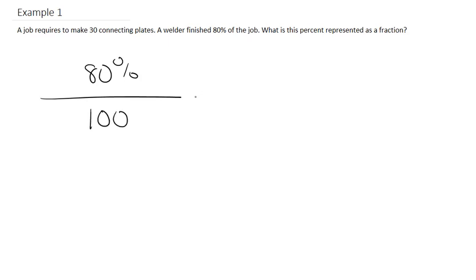So now we have 80 over 100, which can be reduced. Both have a factor of 10 in them. So we can reduce a whole 10 from top and bottom. So we'll just go ahead and divide by 10 on top and bottom. So 80 divided by 10 is 8, 100 divided by 10 is 10.